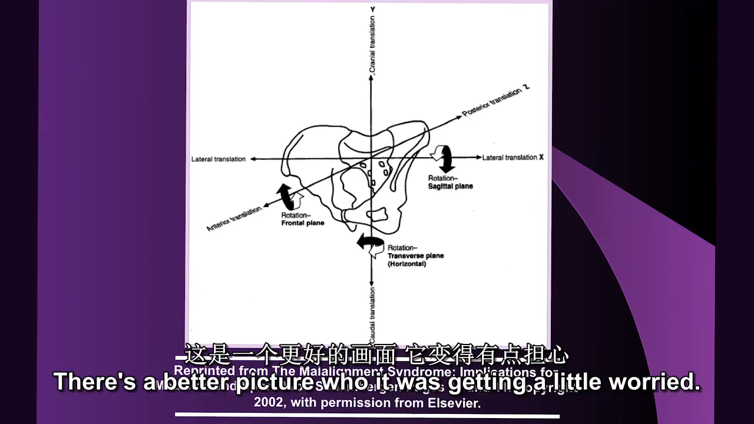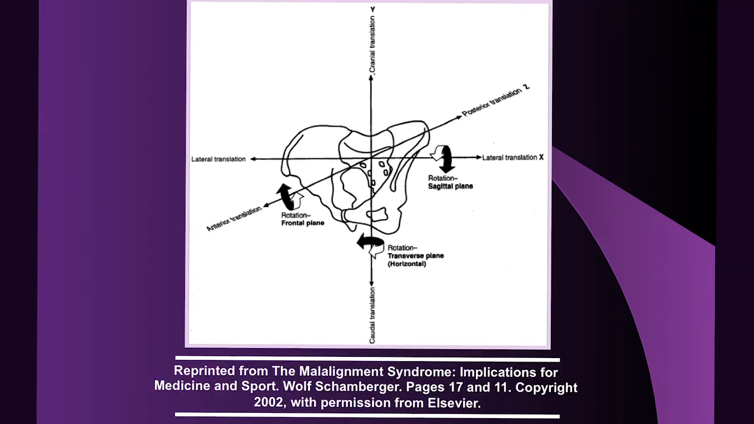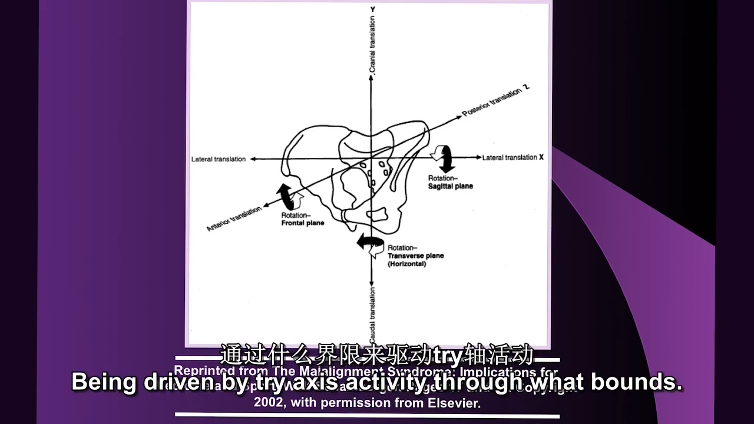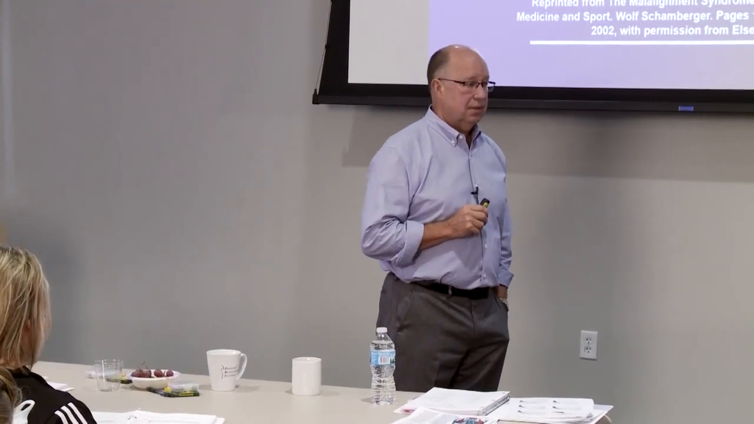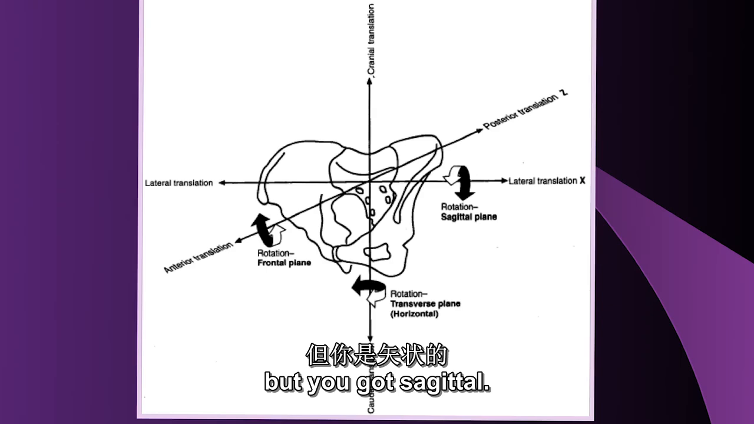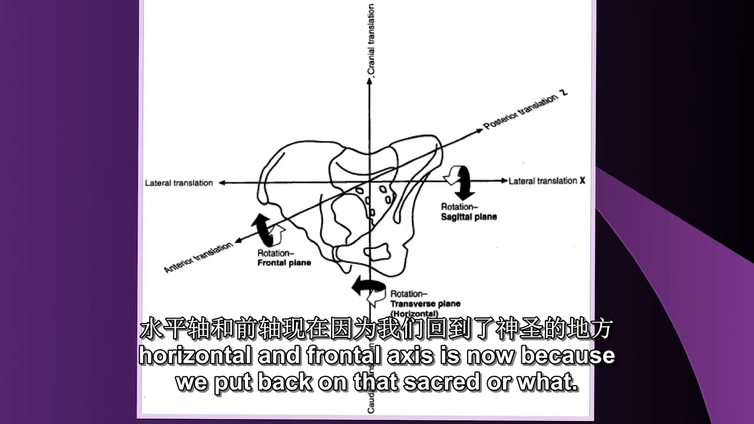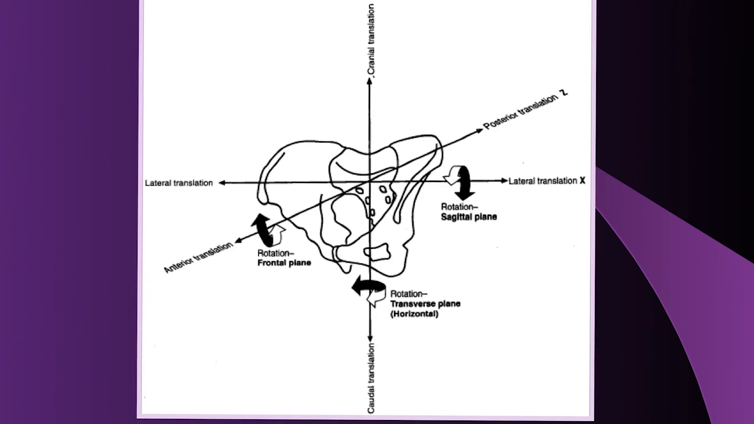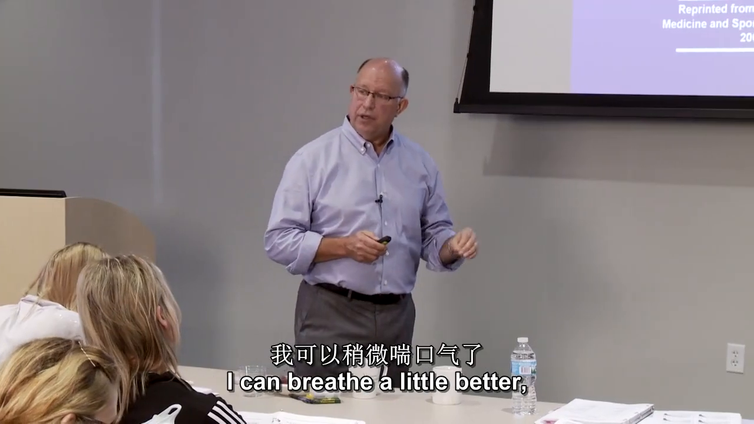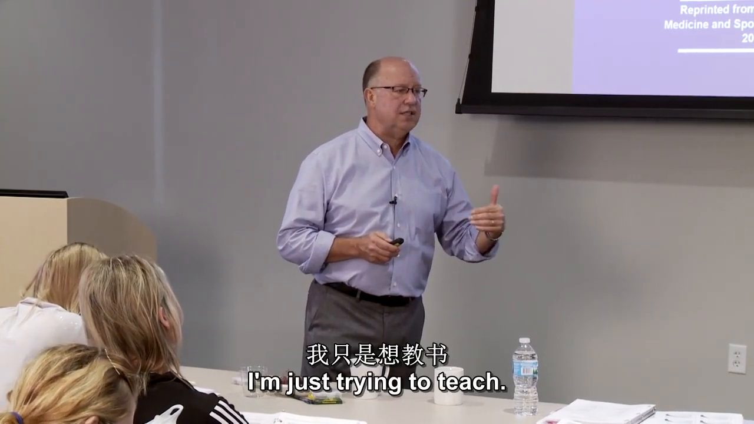There's a better picture. Whew, I was getting a little worried. There's a better picture of the same thing you just looked at being driven by tri-axis activity through what bones? The innominates. And you've got sagittal, horizontal, and frontal axes now. Because we put back on that sacrum a what? A set of innominates. That's a better picture. I can breathe a little better. And you guys, I'm just trying to teach.